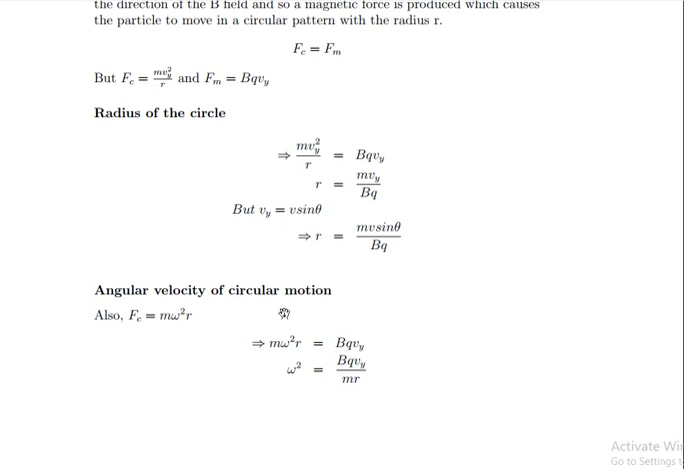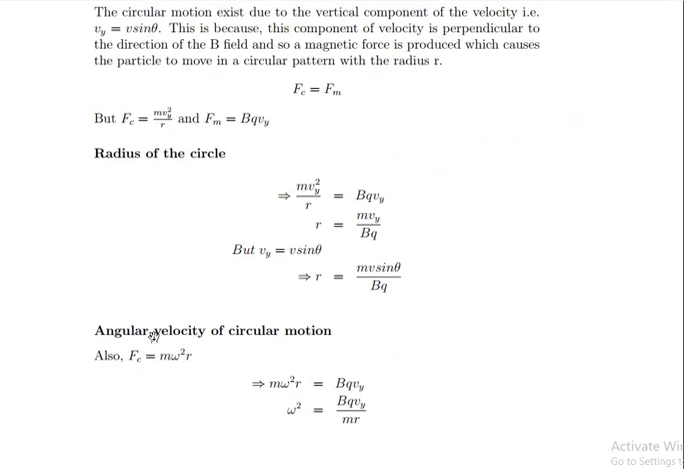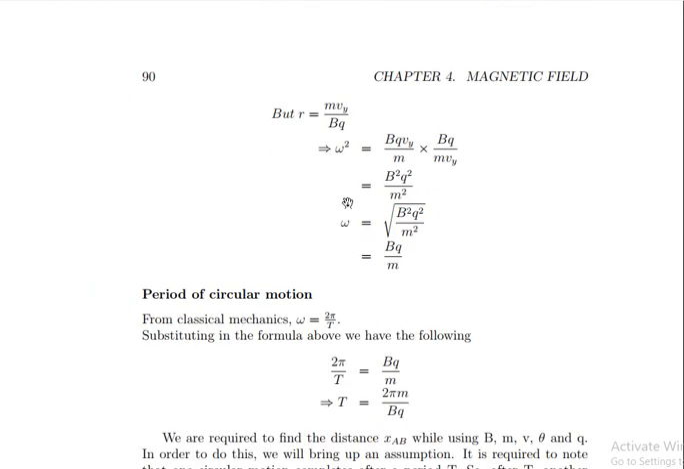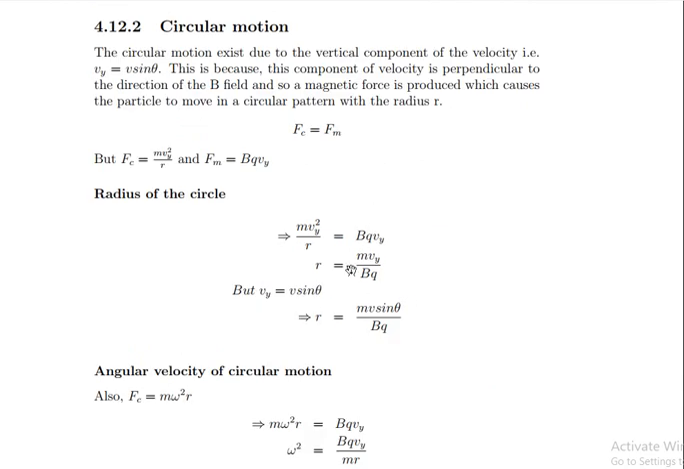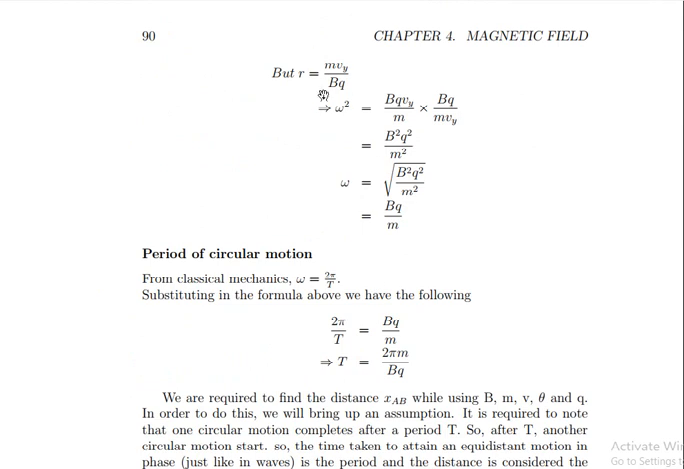So now let's calculate the angular velocity. We also know the centripetal force is equal to m omega squared r. So m omega squared r is equal to B q Vy. We can substitute the value of r we found initially, m Vy over B q. When you substitute, you can cancel, and we have omega squared equal to B squared q squared over m squared. Now omega is equal to the square root of B squared q squared over m squared, which is equal to B q over m.